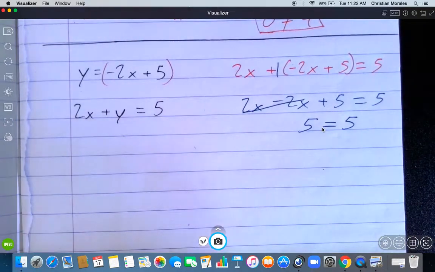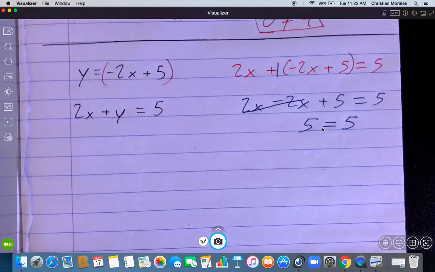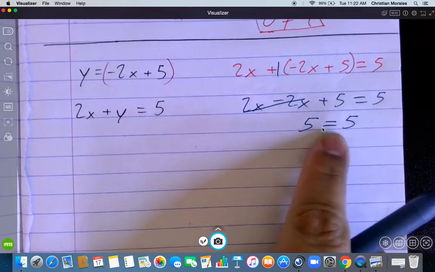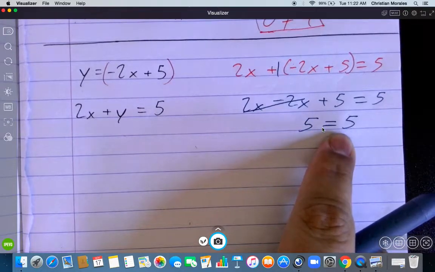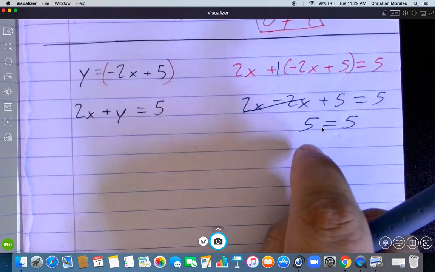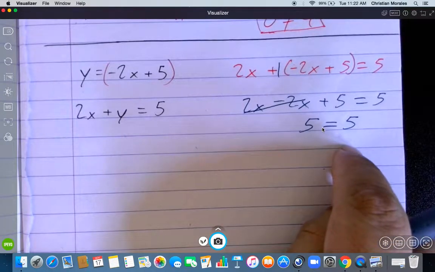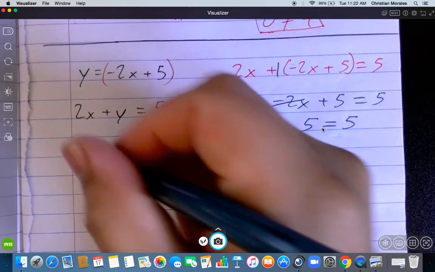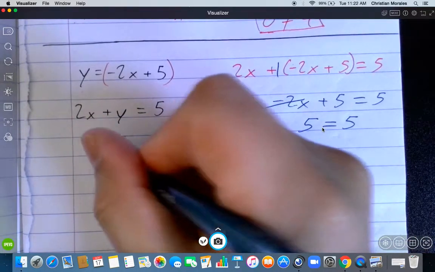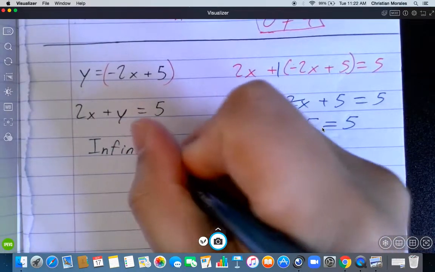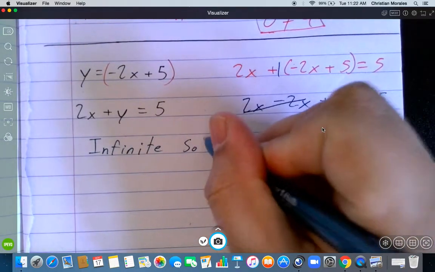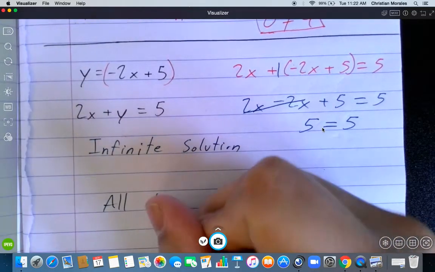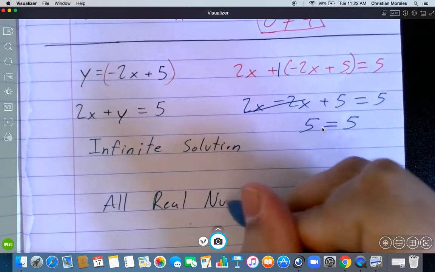All right. But here's the difference. These canceled out, but my mathematical statement says that 5 is equal to 5. Wait, what happens? When you plug in the equation, you get 5 equals 5. That's what your equation says. That means that this is infinite solutions, or some people will write this all real numbers.